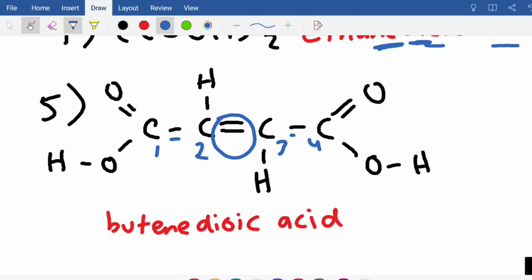Because if it's an alkene, then it will need a hydrogen there, and we can't have that. Can't have a hydrogen here, we can't have that. So it can't go anywhere else. That's why we put no number. And obviously it's dioic acid, because there's 2 of them.